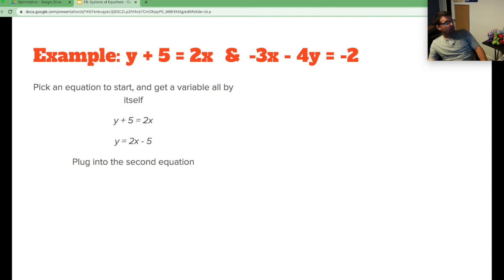So we're looking at 2 equations. Y plus 5 equals 2x, and negative 3x minus 4y equals negative 2.